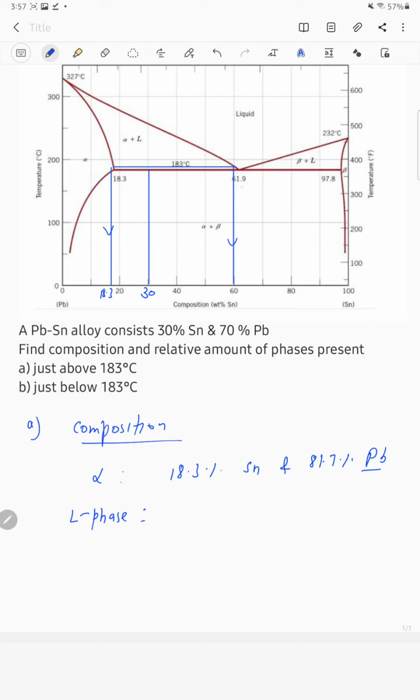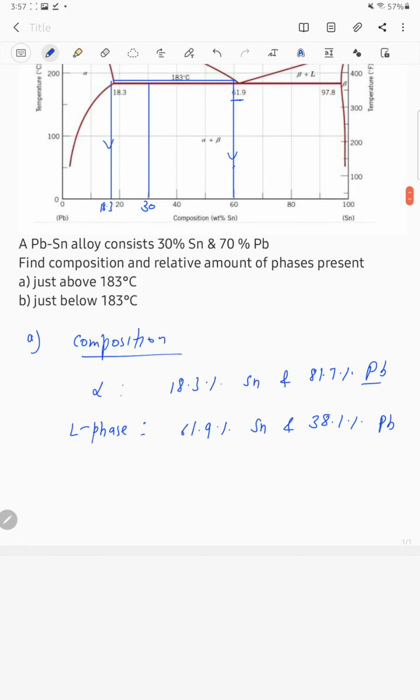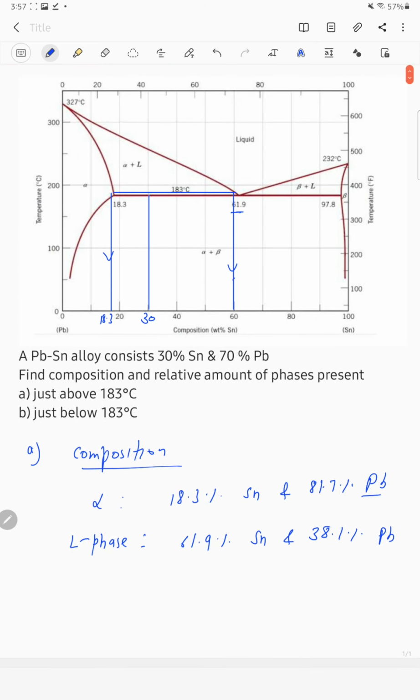And what will be the composition of the liquid phase? The composition of the liquid phase will be 61.9% Sn, this line will be a little to the right side, and the remaining amount will be 38.1% Pb. So for composition, there will be two phases present just above 183 degrees, alpha and liquid. The composition of alpha will be 18.3% Sn and 81.7% Pb, and the liquid phase will be 61.9% Sn and 38.1% Pb.